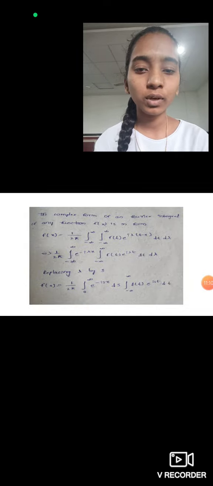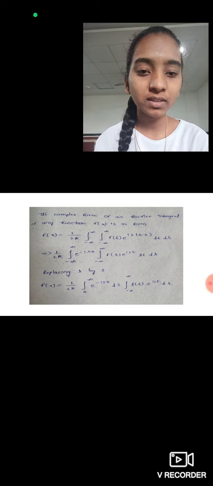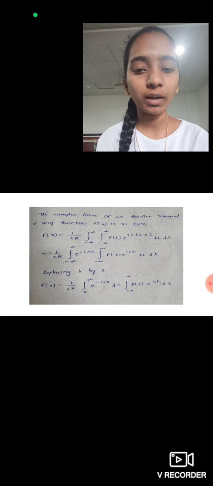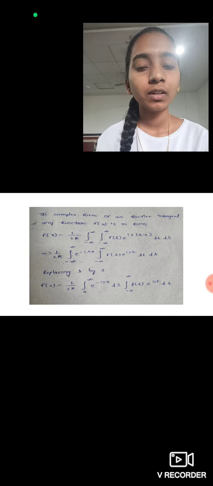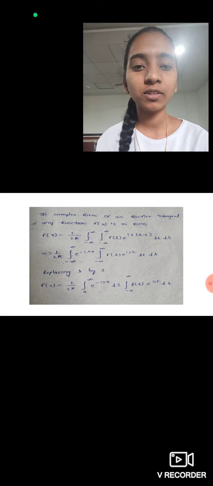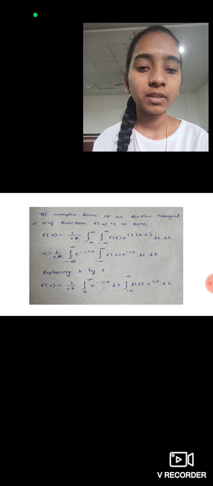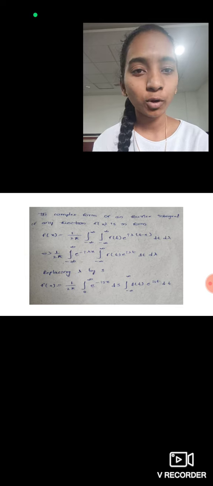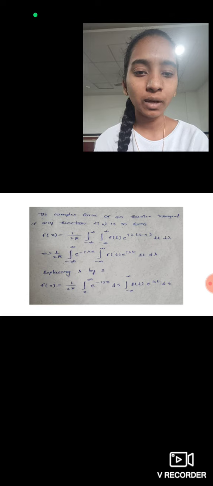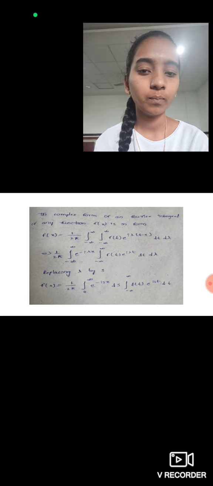The complex form of the Fourier integral of any function f of x is in the form: f of x is equal to 1 over 2 pi integral minus infinity to infinity, integral minus infinity to infinity f of t e to the power of i lambda times (t minus x) dt d lambda.